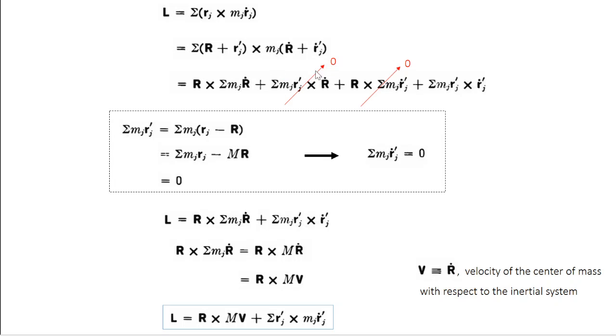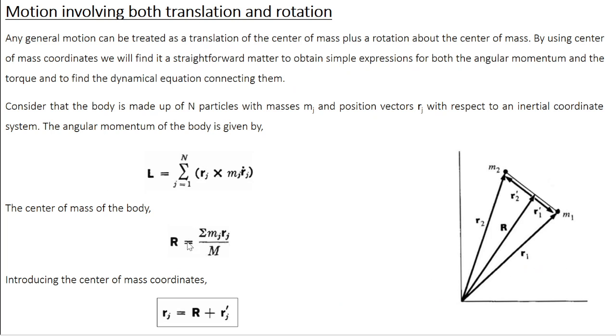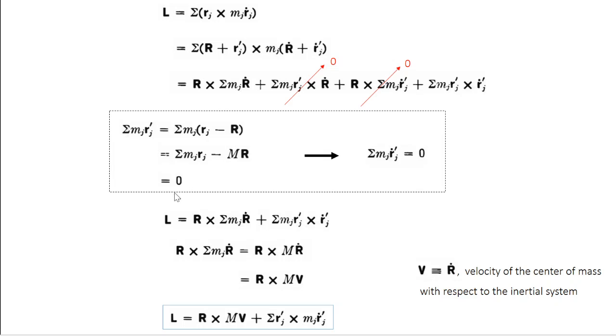Now if you take the second term, you have summation over j mj rj prime. Let's expand this. Rj prime is nothing but rj minus R. So you have summation over j mj rj minus summation over mj into R. Summation over mj is nothing but the total mass M. So the second term is minus MR. Now what is summation over j mj rj? This is nothing but M into R, right? So you have MR minus MR, this becomes 0. So the second term vanishes.